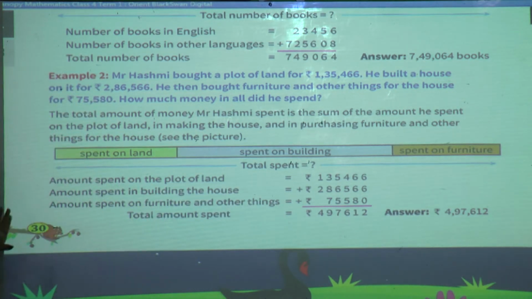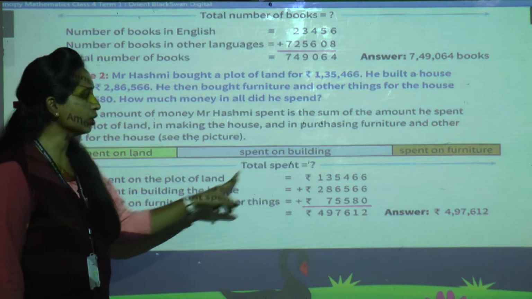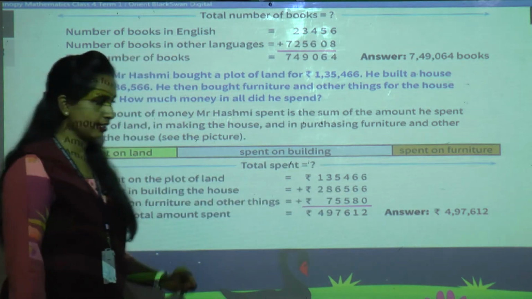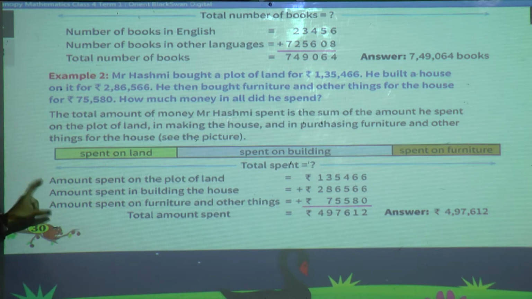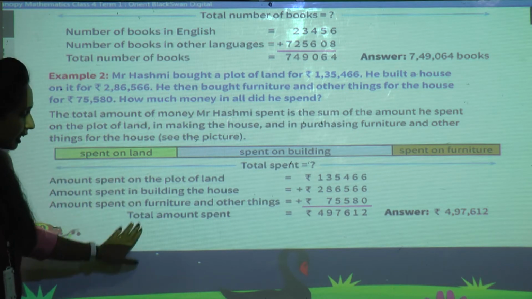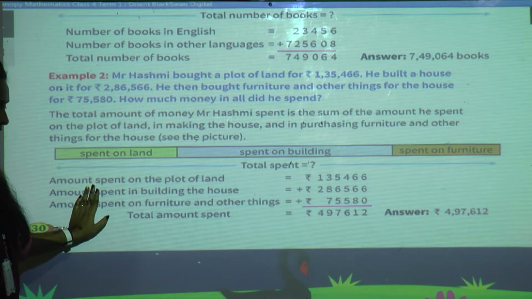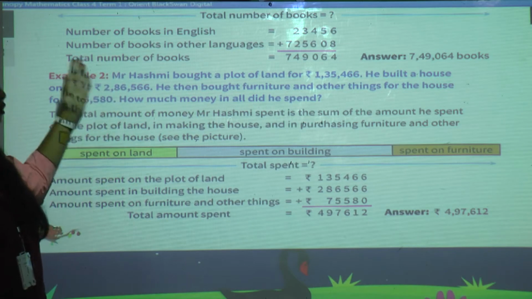How much money did he spend to build the house? Amount spent on the plot of land: how much? 1,35,466. Whenever you are doing story sums, you have to represent them in this way. This is very important in story sums. Without representing in this way, the teacher will not give you any marks. Then the amount spent in building the house. Where will you get the sentences you want to write? All these sentences are there in the question itself, so you have to read the question properly.